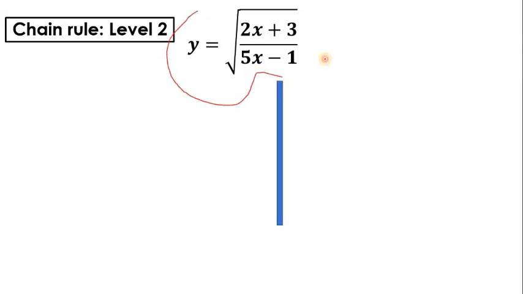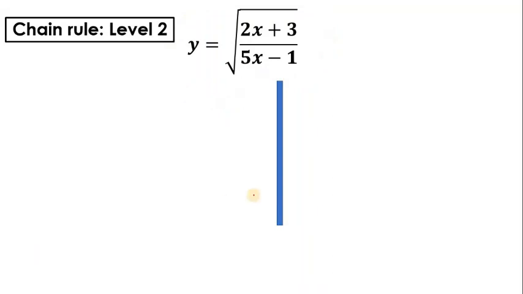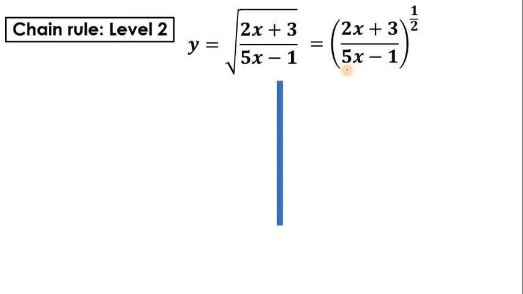So my function is this one, that is y is equal to the square root of (2x plus 3) all over (5x minus 1). Obviously my function is under a radical sign. And we learned in my previous video that whenever our problem is under a radical sign, we are able to convert it to a power, or an exponent. And this problem is appropriately converted using this one.